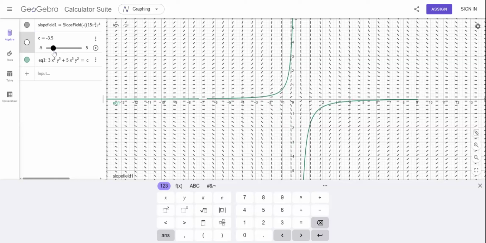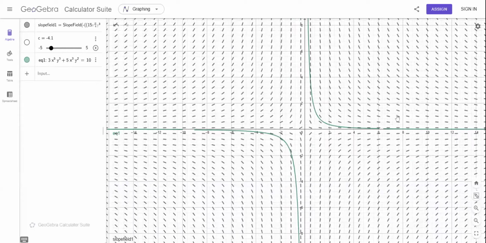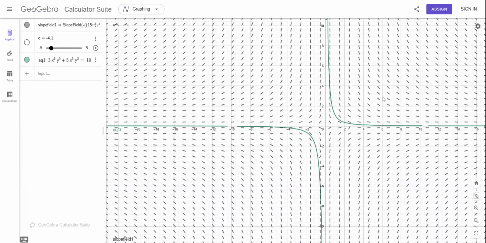Got some strange things going on with it, but it looks like it matches up pretty good with the slope field everywhere on it. So I think about some of the solutions there. So I'll just pick one here, for example. Let me say equals 10. Yeah, there's one solution there, for example.